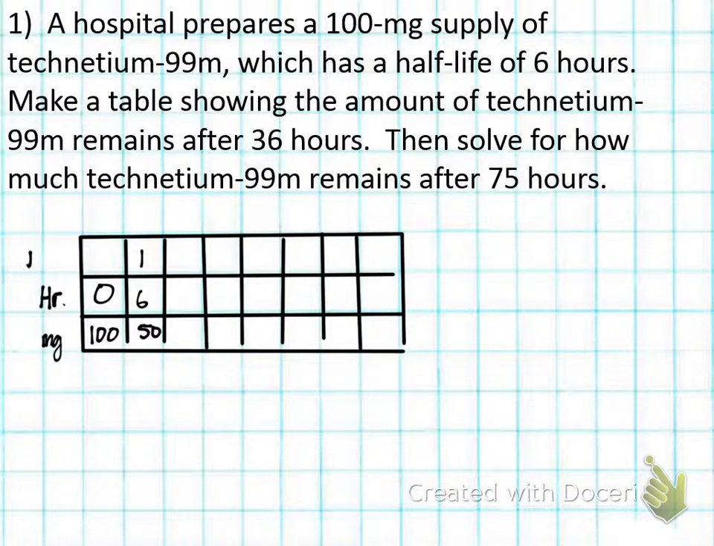6 more hours will pass. Oh, by the way, that's the first interval. 6 more hours will pass, so 12 hours would have passed, and then there's 25 milligrams. And 18 hours would have passed for 12.5, and so forth, right? And I'm making a table showing the hours that pass and how many milligrams of technetium I should have left.